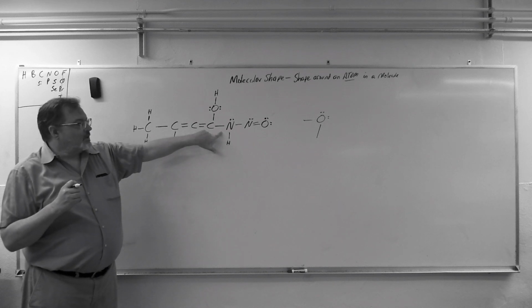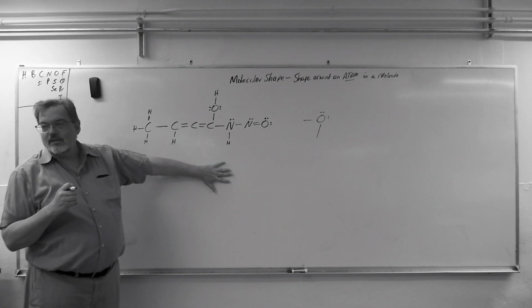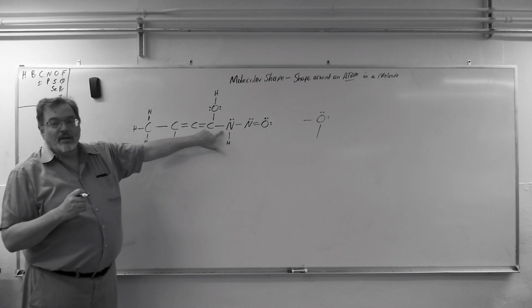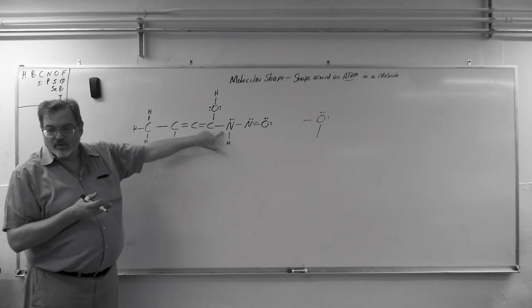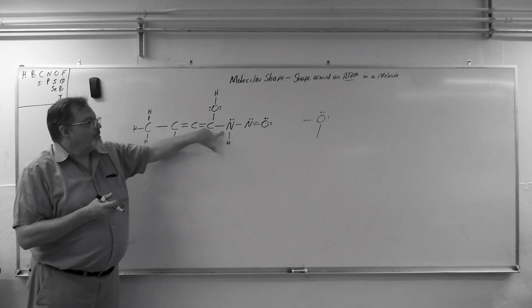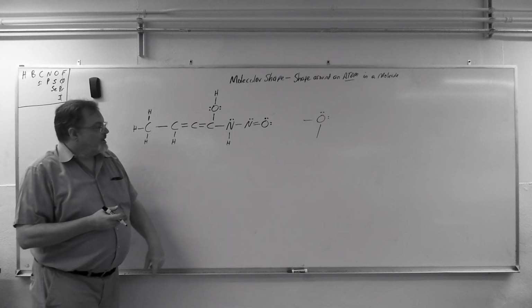I know it messes with you because you wish this was drawn in a way that you could see the pyramid, but because it's flat, you can't see the three-dimensional structure. But that's nitrogen with three single bonds. That was trigonal pyramidal. And since its base shape is tetrahedral, the angle is 109.5.